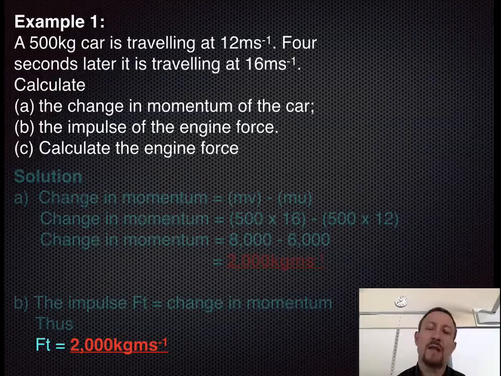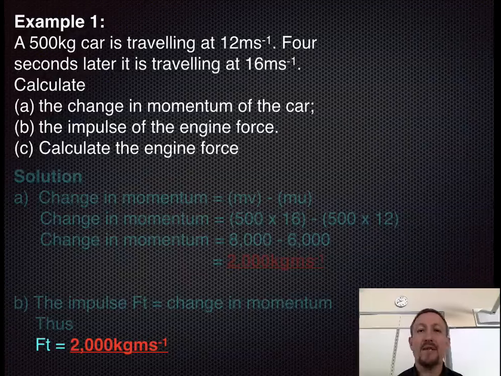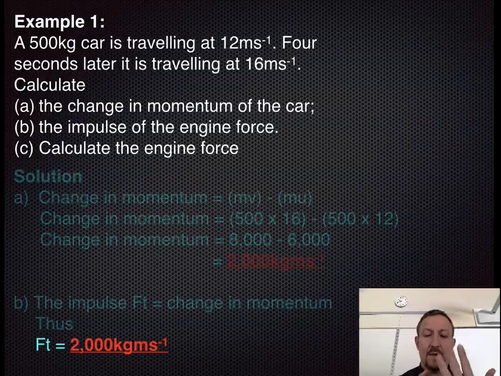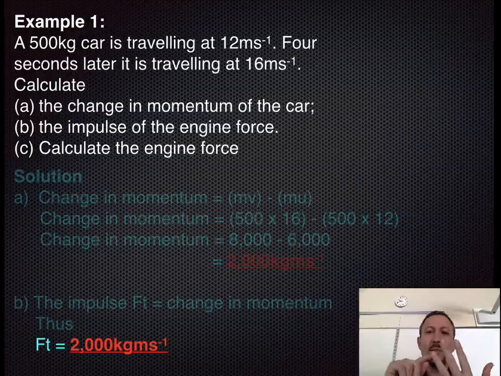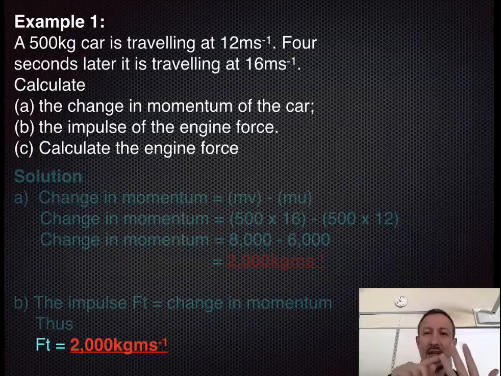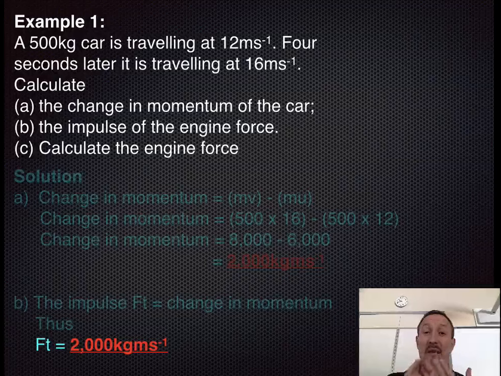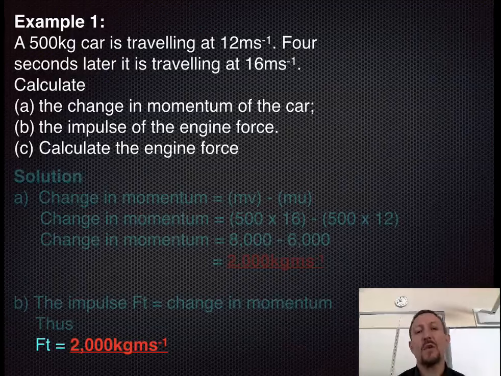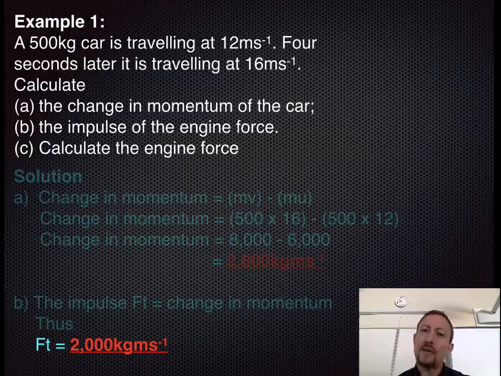Or this can also be written as Newton seconds because kilograms meters per second is mass, kilograms, times meters per second squared, which is acceleration. So F equals ma equals newtons. So as a result, Ft can also be written as Newton times seconds.